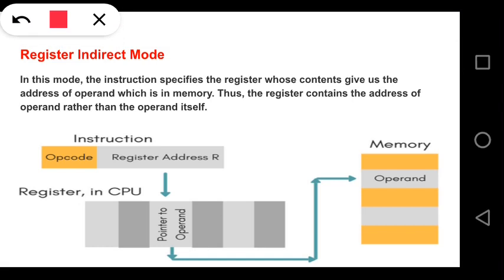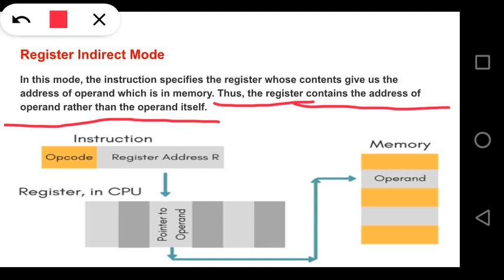So in this mode, the instruction specifies the register whose contents give us the address of the operand, which is in the memory. The address of the operand is in the memory. Thus, the register contains the address of the operand rather than the operand itself. So the register contains the address of the operand but not the actual operand. So this is about register indirect mode.